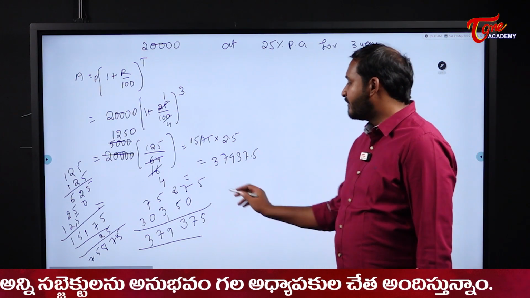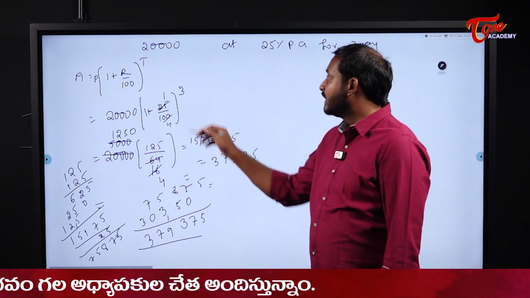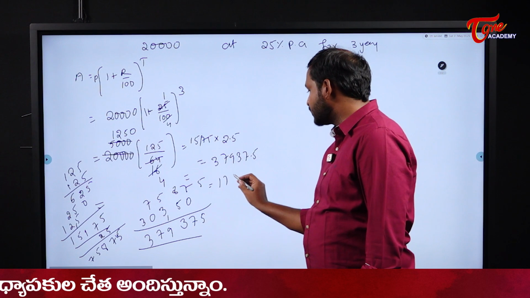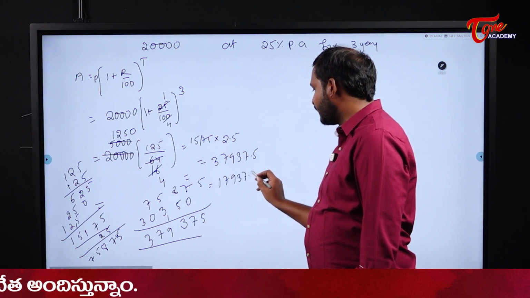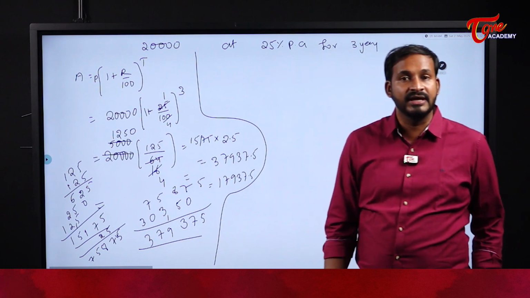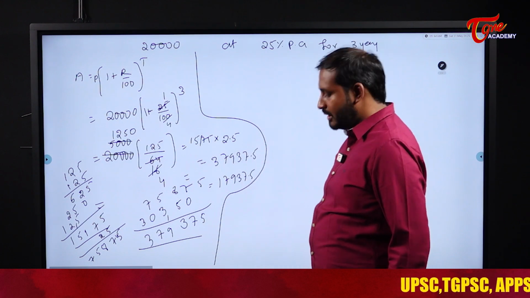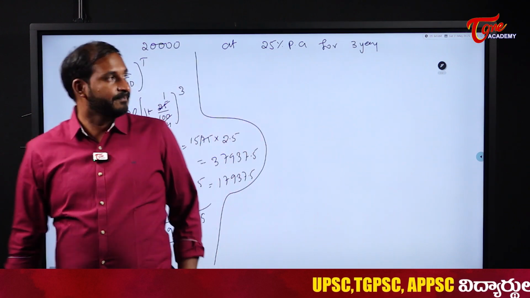37937.5. So what is the interest earned here? Tell me. Interest earned minus 17,937.5 is the interest earned here. This is with the help of the formula. Okay, good, superb. Now, next one.